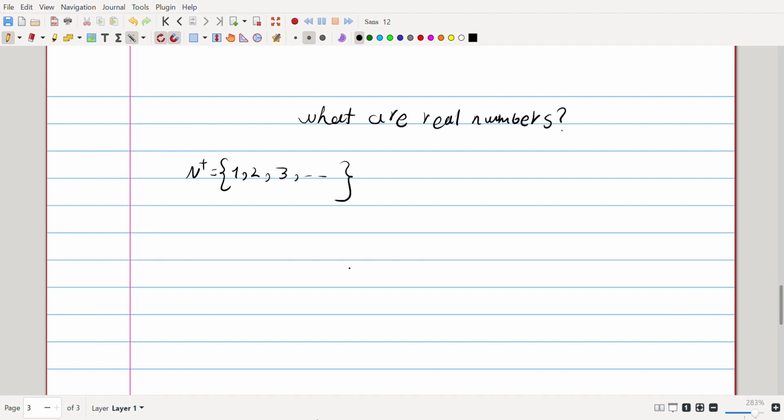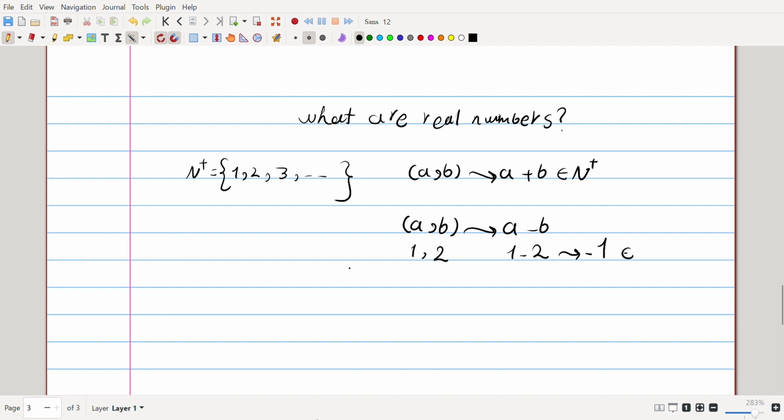What you can do with positive natural numbers is define addition on them. You take two numbers and add them together, and it gives you a new number which belongs to your set. But can you do the same with subtraction? Can you take two numbers and just subtract them? Well, obviously you can't because, for example, take 1 and 2, you get 1 minus 2, and that would be minus 1, which does not belong to our set.